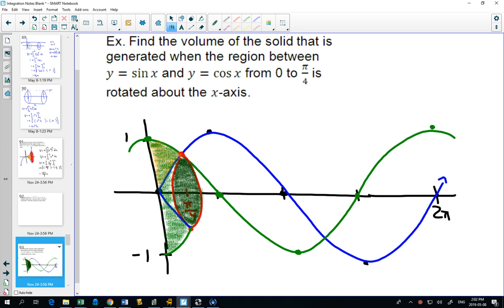And then what we need to do is find the volume of the blue. So the blue would be this part.